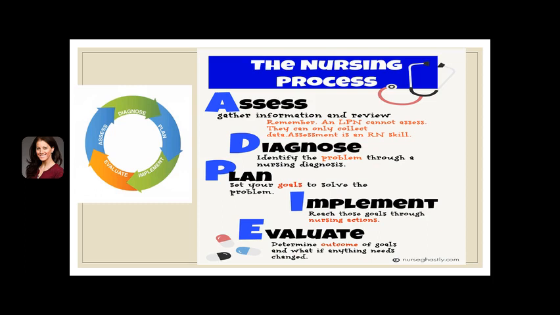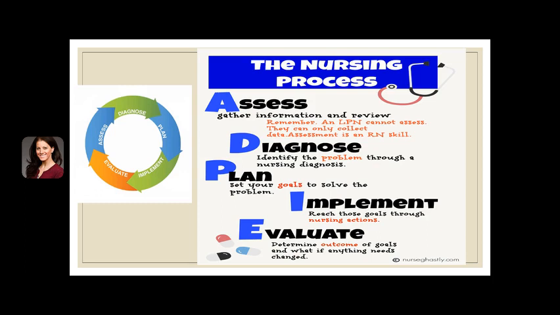you're going to go back to the drawing board. You're going to reassess. You're going to re-diagnose. So you're going to reassess: patient is still in pain, patient's pulse remains elevated, patient still complains of pain. I'm still going to diagnose them as having pain. My plan is to call the provider, call the doctor, call the nurse practitioner, and ask for another medication for pain or something else that can help with their pain management. Then I'm going to implement that plan and then reevaluate.